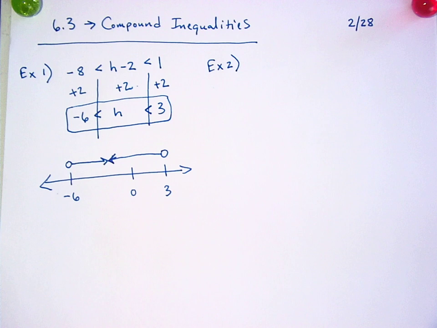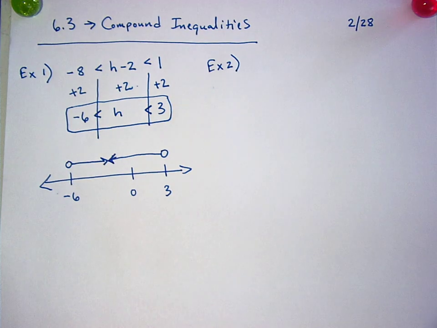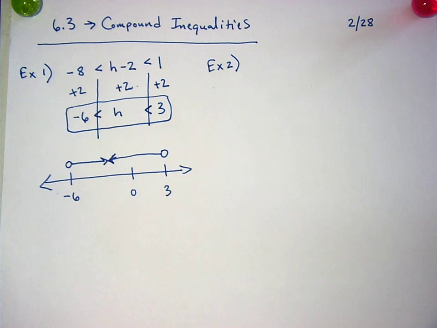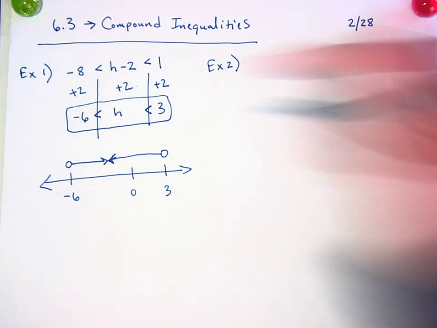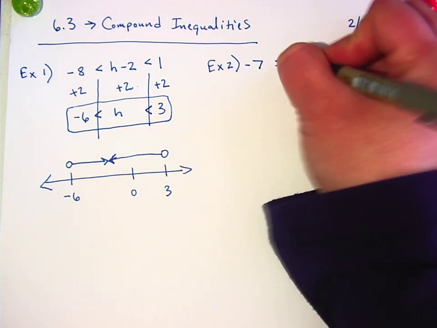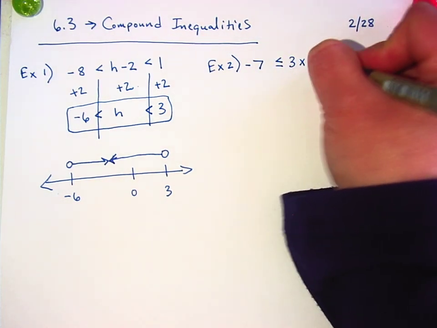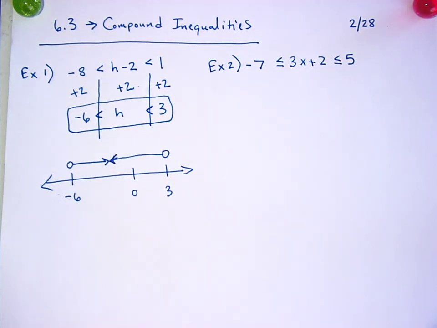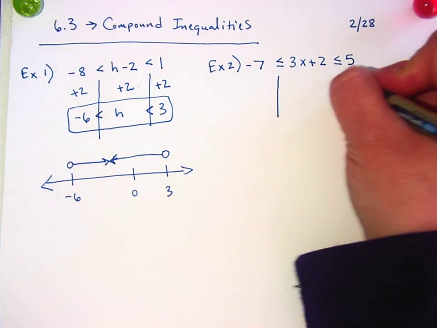Okay. Example 2. This one you're going to try with your partner. Here we go. Let's go with -7 is less than or equal to 3x plus 2 is less than or equal to 5. Try with your partner, please. Talk to each other.